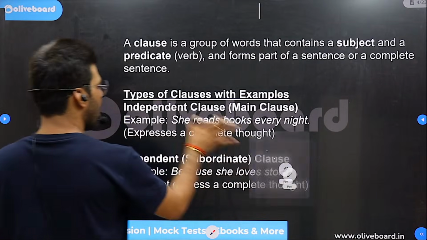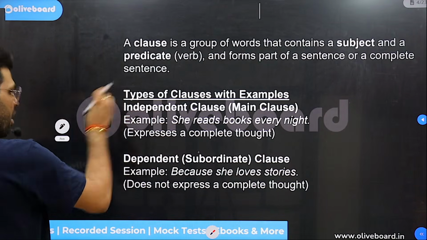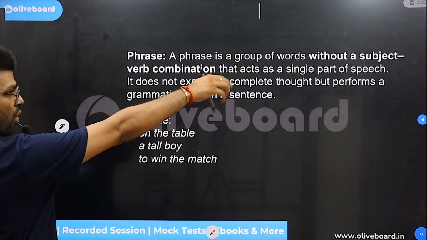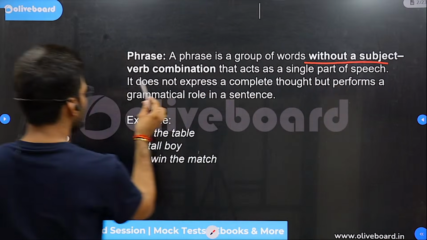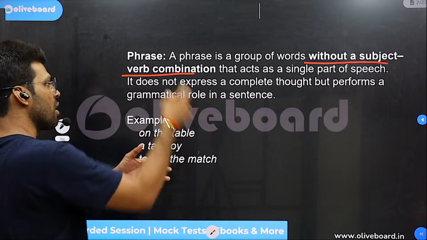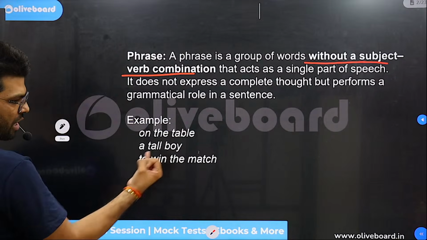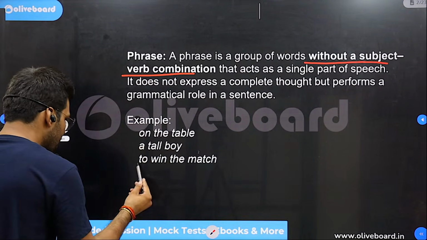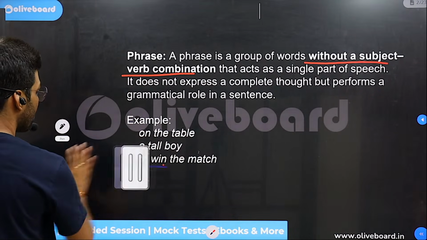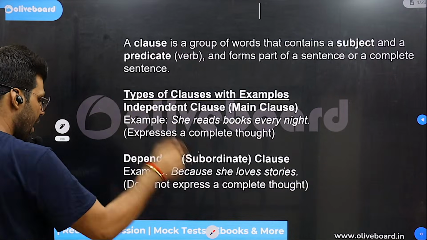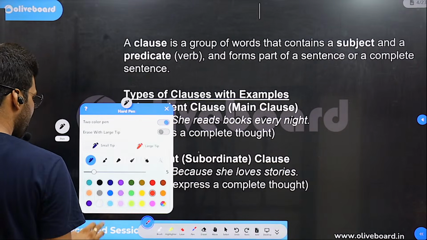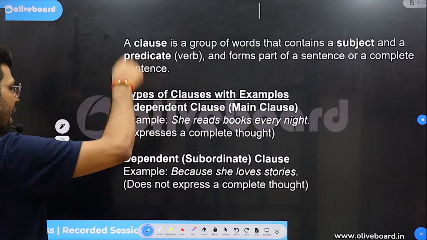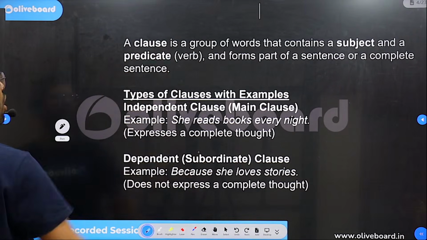What's a clause? A clause differs from a phrase because a phrase doesn't have a subject, emphasis on the words, without a subject and predicate, or a verb combination. A phrase like "on the table" doesn't have a subject or a verb. "A tall boy" doesn't have a subject or a verb. That's an infinitive, not a finite verb we have. But a clause has a subject, has a verb of its own. I repeat, a clause has a subject, has a predicate, the verb part of its own.